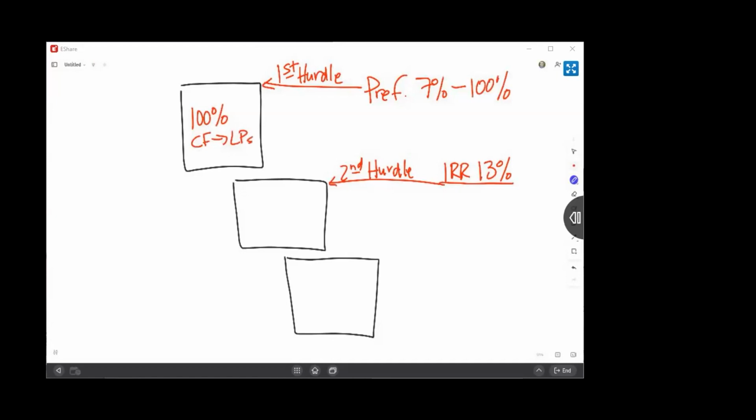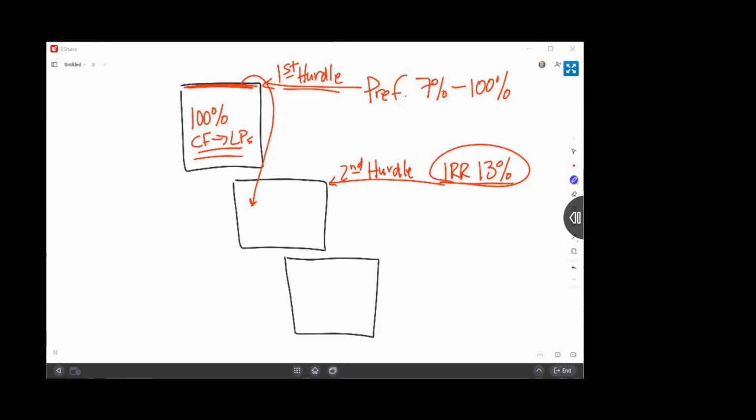So when that cash is coming in, 100% of the cash flow is going to go to the LPs here. Once it reaches the top, that's when it hits this hurdle, the 7% pref. 100% of the cash flows goes into that bucket until it reaches that 7% pref. Once it hits the 7% pref, now it's going to start filling up this bucket here. The hurdle on this bucket, the second hurdle, is this IRR hurdle, a 13% IRR, which means the next hurdle before there's any type of split is going to be this 13% IRR.